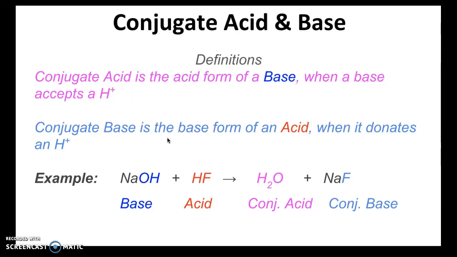Okay, we're mentioning conjugate acids and bases, so let's quickly remind ourselves what they are. The conjugate acid is the acid form of a base when a base accepts a proton, and a conjugate base is the base form of an acid when that acid donates a proton. So what do we mean by that?